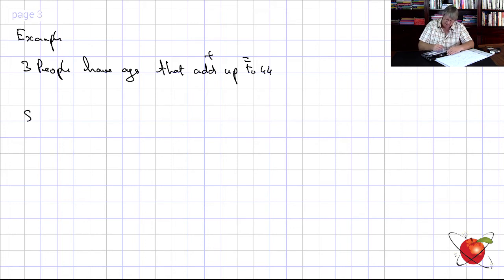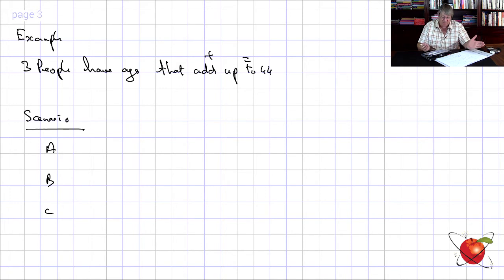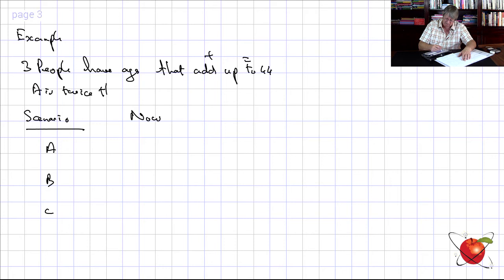So now we put down our scenario here. We have A, B, and C. We've got 3 people. And they say, what are their ages? That's the scenario. So let's put in here now. That add up to 44. A is twice the age of B. So straight away, if I call B x, A must be 2 times x.